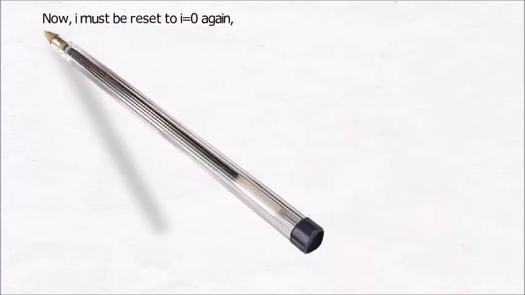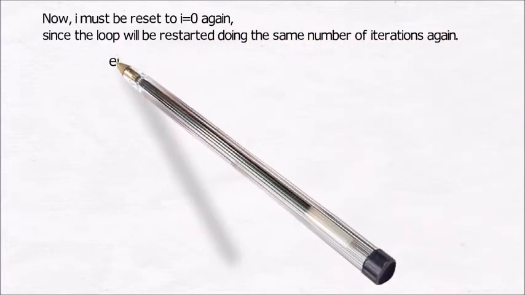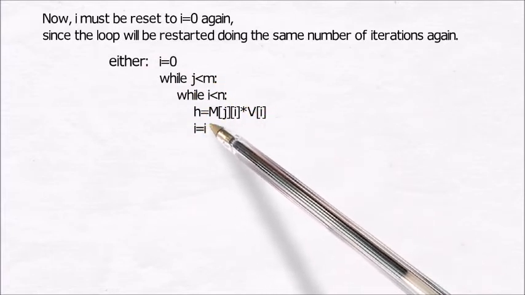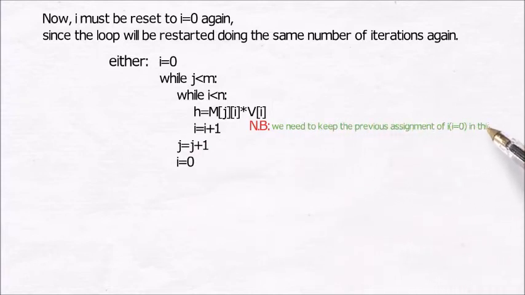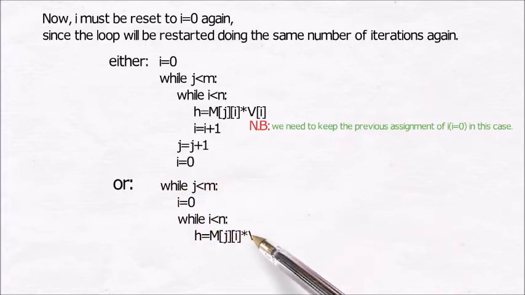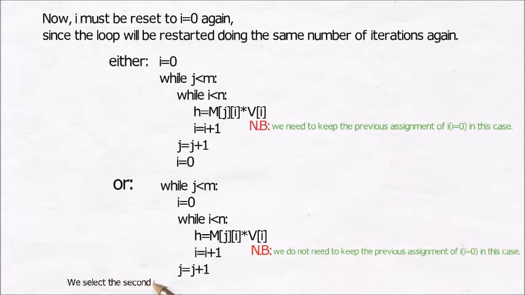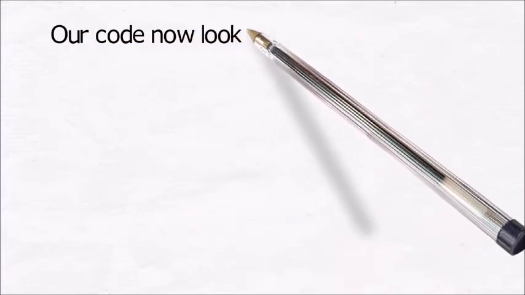Now i must be set to i equals 0 again, since the loop will start doing the same number of iterations again. Either use i equals 0 outside the two loops and then use i equals 0 again outside the second loop only and inside the first loop, where i equals 0 will be assigned 2 times, or assign the i after the first while loop. We need here to assign i one time only. We select the second case because we do not need to assign the same variable with the same value 2 times or more than 1. Our code now shall look like.